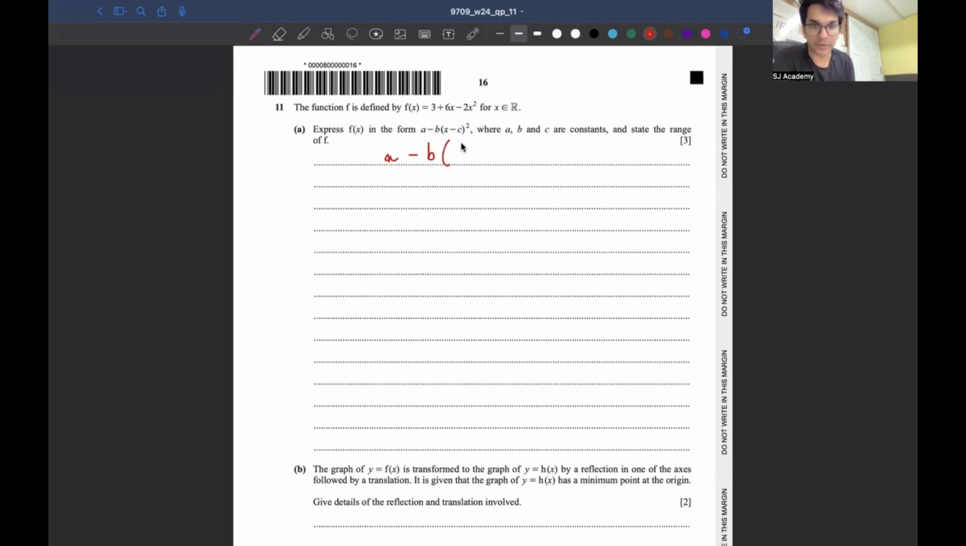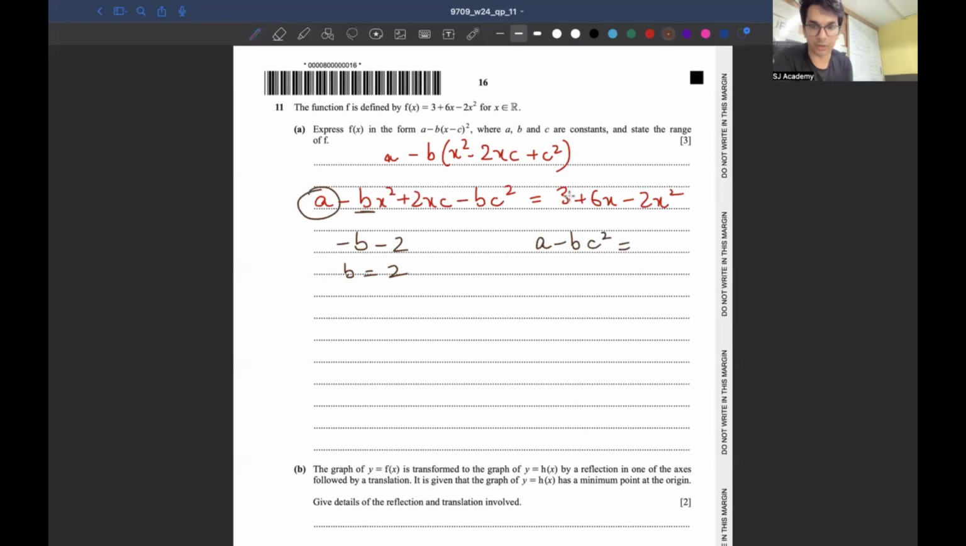So if we simply expand this expression, (x − c)² will become x² − 2xc + c². Opening up the bracket, we'll get a − bx² + 2bxc − bc² = 3 + 6x − 2x². Now comparing the coefficients, the coefficient of x² over here is −b, and on the right hand side it is −2. So the value of b will be 2. The constant term is a − bc².